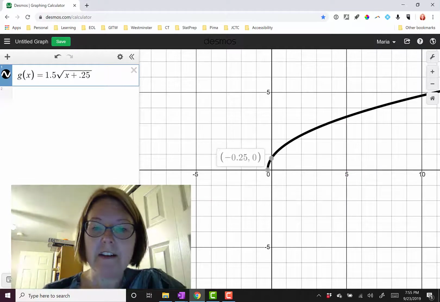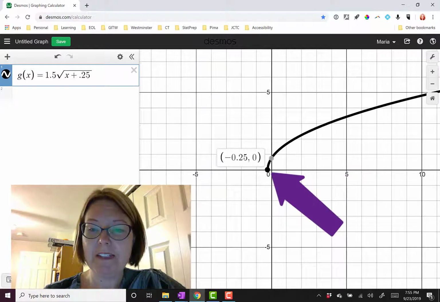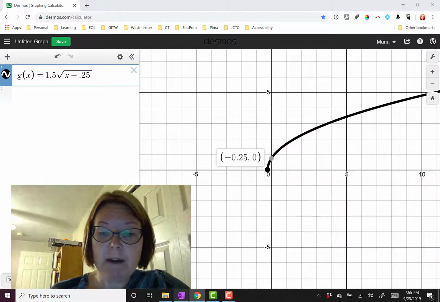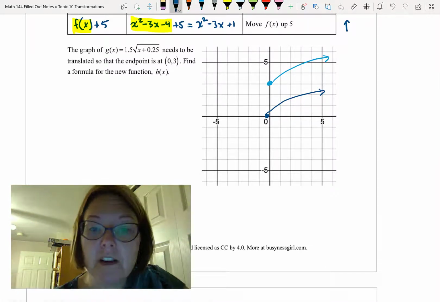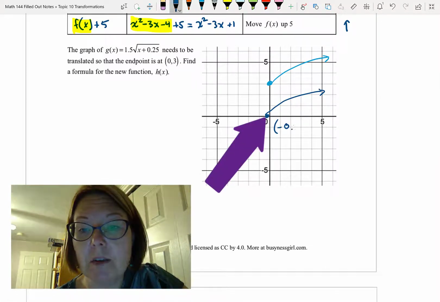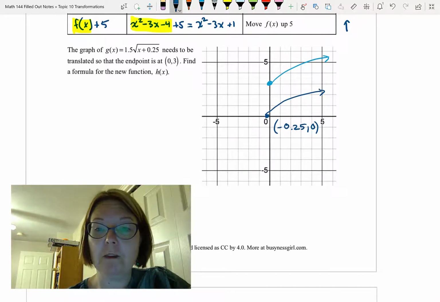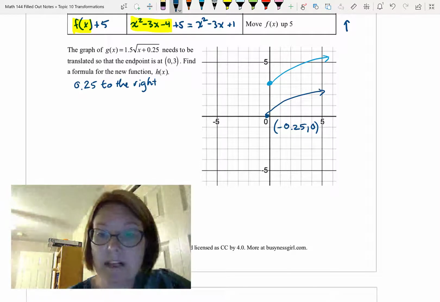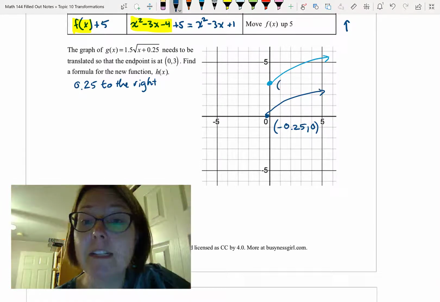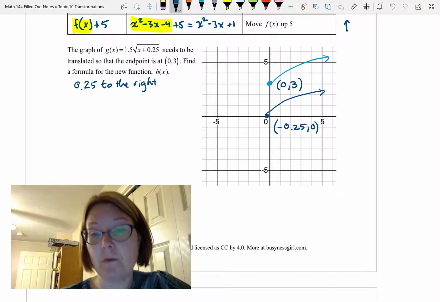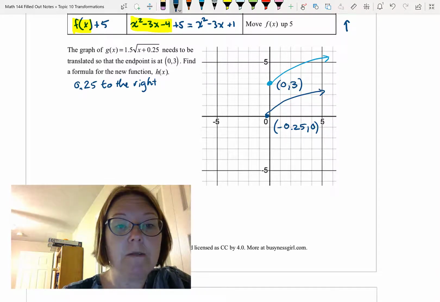Now, we currently have an endpoint at (-0.25, 0). We need to move it to (0, 3). Let me go back to my notebook and just draw this. So what are we going to have to do from this point that we started with, this point of (-0.25, 0)? Well, we need to move 0.25 to the right, and then we need to move from that point 3 units up. We need to go from 0 up to 3 for the y value. So we need to go 0.25 to the right and 3 units up.